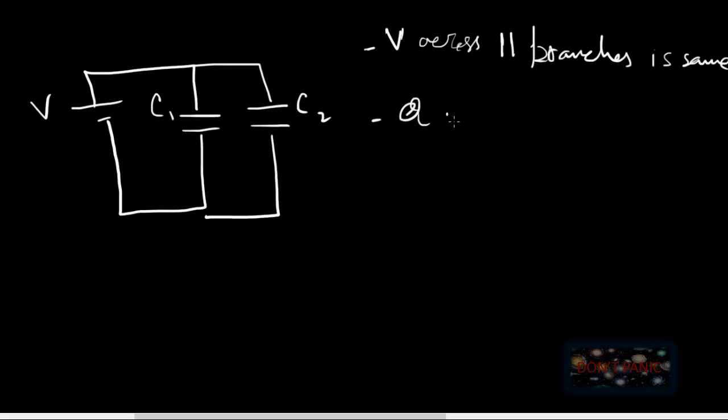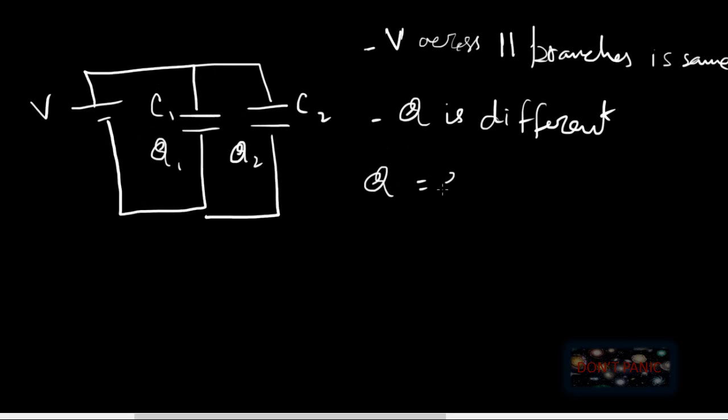But charge is different now. So it's sort of the inverse of what we had previously, right? Charge was the same in a series circuit and voltage was different. Here, it's the opposite. So that means C1 is going to have some Q1 on it, and C2 is going to have some Q2 on it. What is going to be the voltage across C1 and C2? Since they're directly connected across the battery, they each are going to have the voltage of the battery across their terminals. And the Q supplied by the battery is equal to the charge on one capacitor plus the charge on the second capacitor.